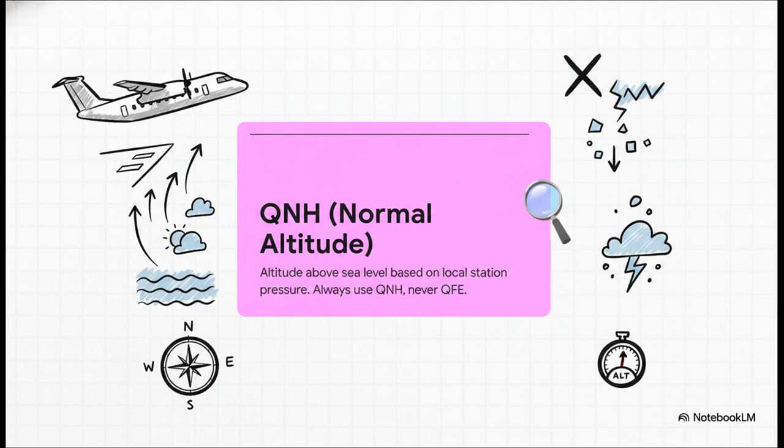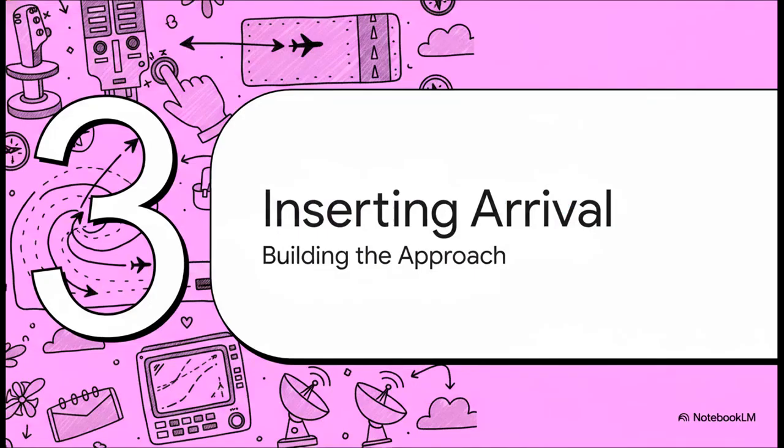On the flip side, think of QFE as error. That's the height above airport elevation, and the manual is completely explicit here. Do not use QFE. Just remember, QNH is normal, QFE is an error. Simple as that.